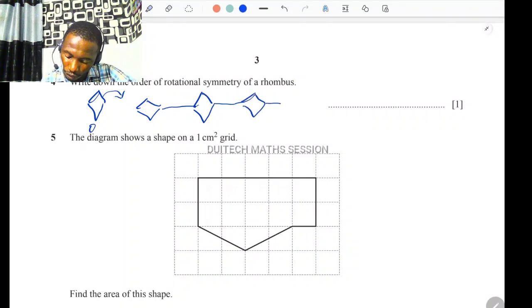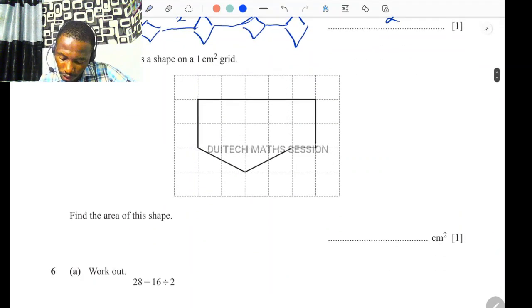If you notice very well, it's always the second. So the first and the second bring us back to the original shape. That means it rotates 2 times. The order is 2. So the next question, number 5, says the diagram shows below.